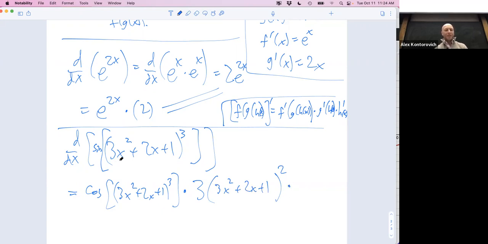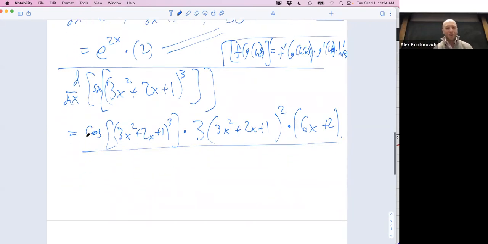Times, now what's happening on the innermost function? Exactly. Now we're getting good at this. 6x plus 2. And that is the total derivative. Any questions on this? Does this make sense? You don't have to simplify. By the way, let's do one more version of this, just a simple version. Or Will, you had a question?